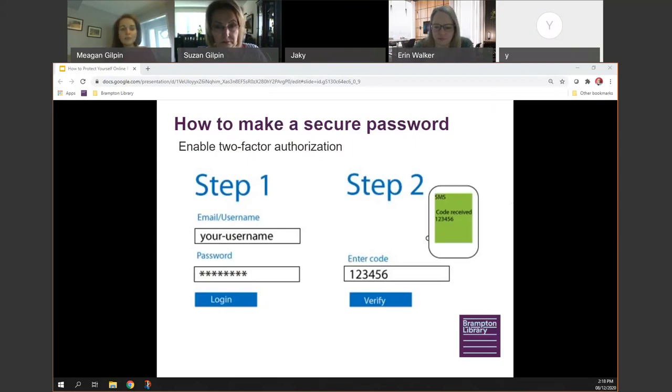How you do that is each website will provide instructions, but it usually involves either entering your phone number or scanning a barcode with a special app. Then when you log on, the website will ask you for a code that they'll send to your smartphone. So again, this just adds an extra layer of security to your account and confirms that it's actually you who's trying to access it. 2FA provides much better security than passwords alone, but keep in mind that not every website supports it.